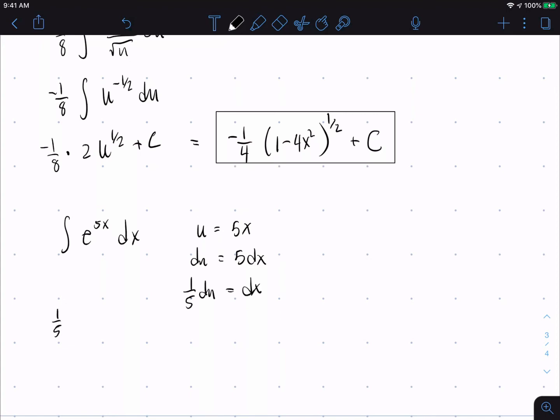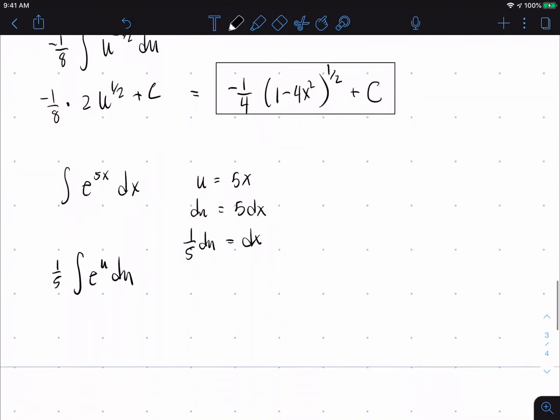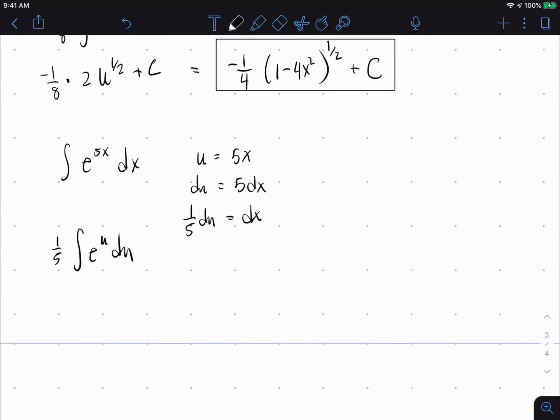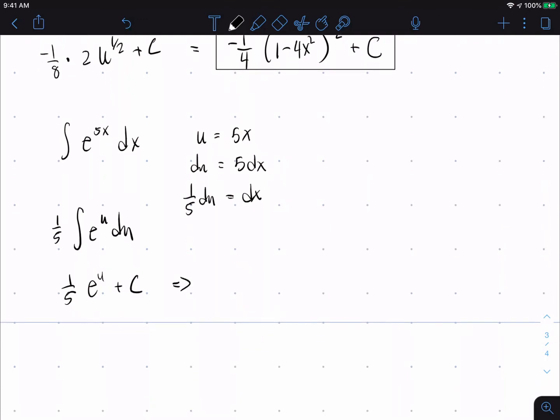So I'm going to get 1/5 the integral of e to the u du. We know the integral of e to the u is e to the u plus some constant c, but we need to multiply by the 1/5. We want our answer in terms of x, so it's going to be 1/5 e to the 5x plus c. There's our answer. Very cool.